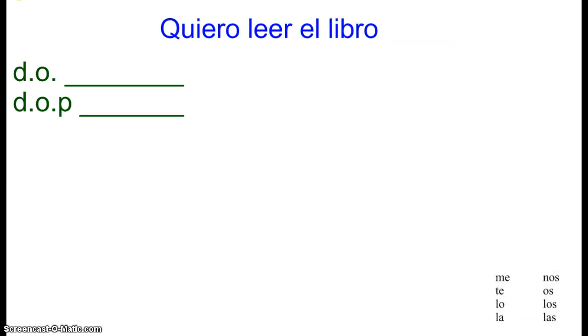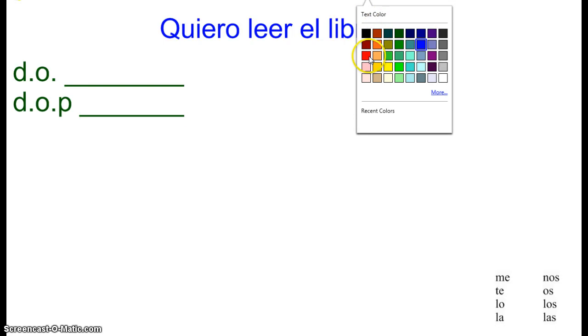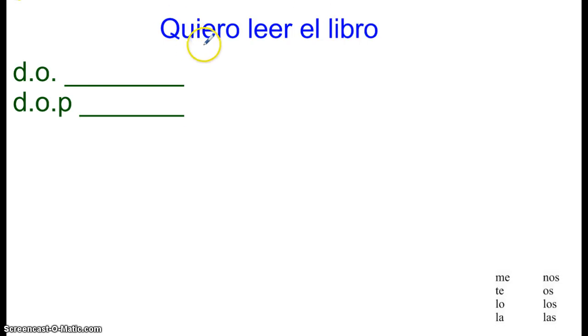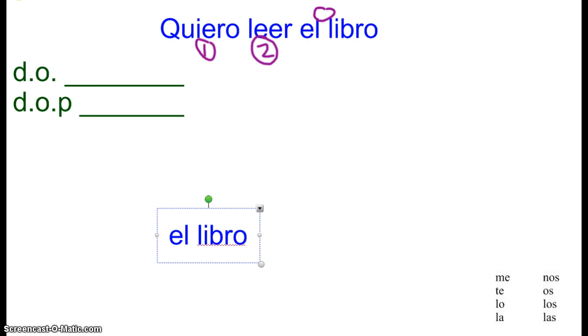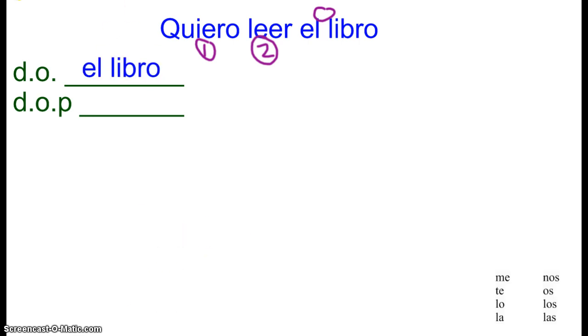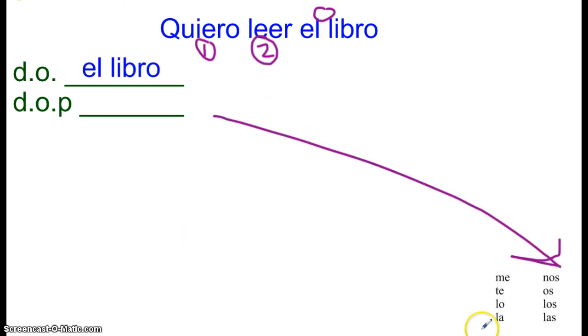Here's our last example. Now this sentence is a double verb sentence. I know that there's one verb here and a second verb here. So what do I want to read? El libro. That's our object. So I am going to put el libro in the object blank. I'm going to look at my chart down here, and I'm going to see that lo is the DOP that needs to stand in for el libro. And now I'm going to rewrite my sentence.